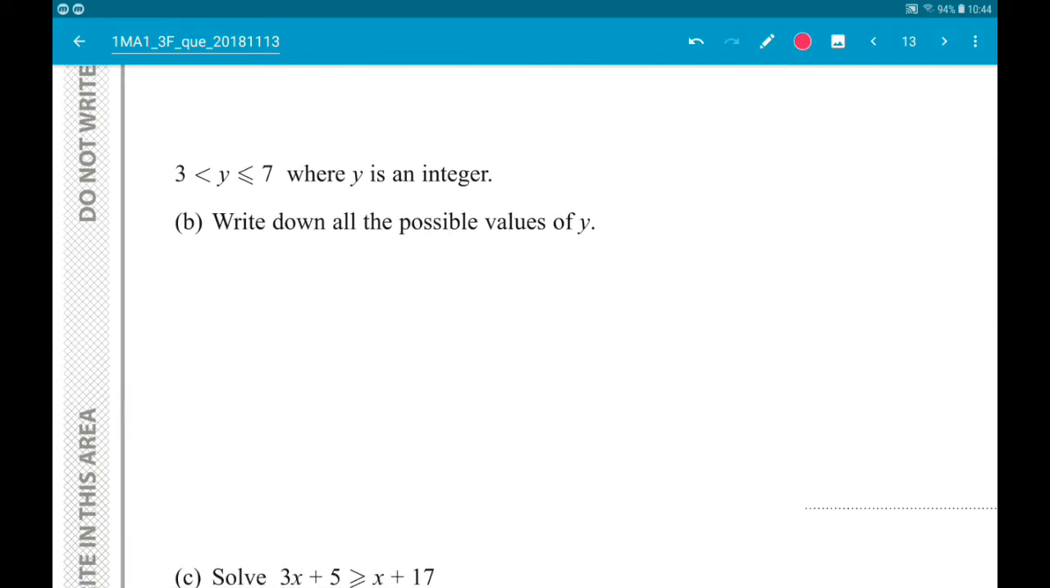Okay, then we're told that y is strictly greater than 3, but less than or equal to 7, where y is an integer, so a whole number. We want to write down all the possible values of y. So y cannot be 3, but it can be 4, 5, 6, and 7.